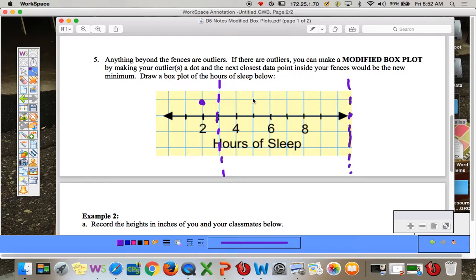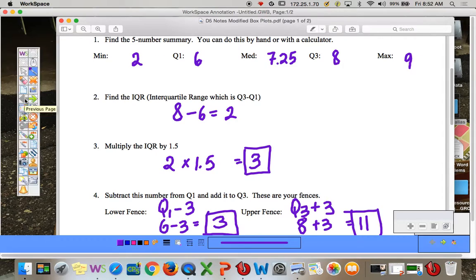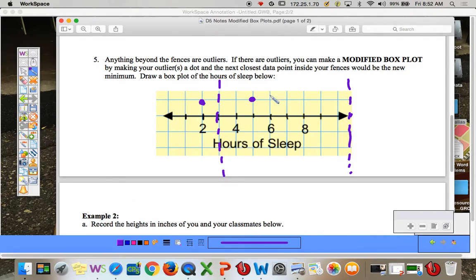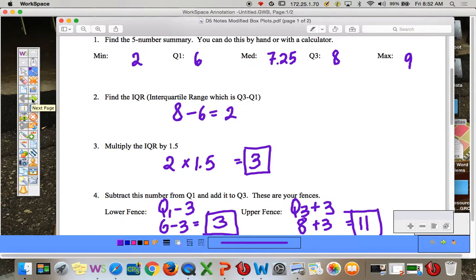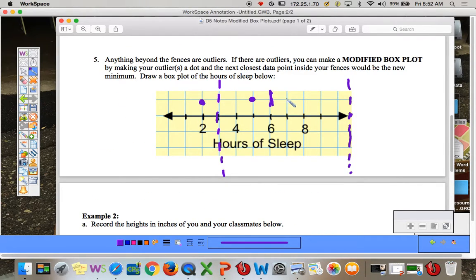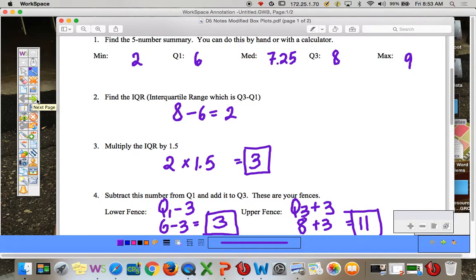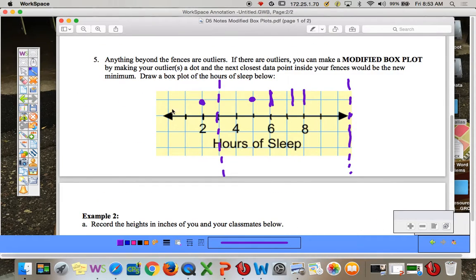So that's our newest minimum, 5. And then let's put the rest in. Q1 is 6, so again, for Q1 we have to draw a line. Here's 6. The median is 7.25, which is about here. And Q3 is 8. And the maximum is 9. And 9 is inside the fences.